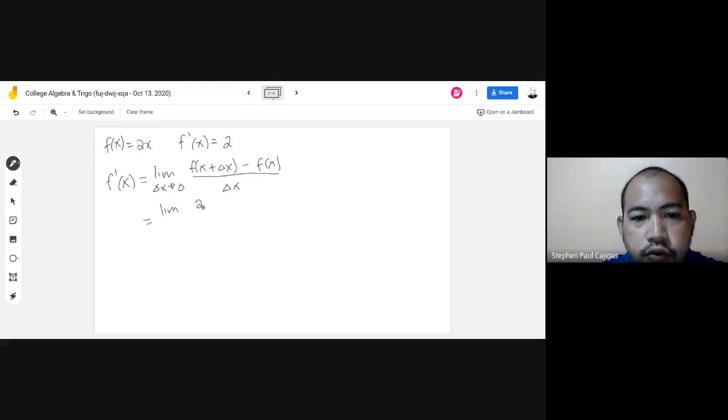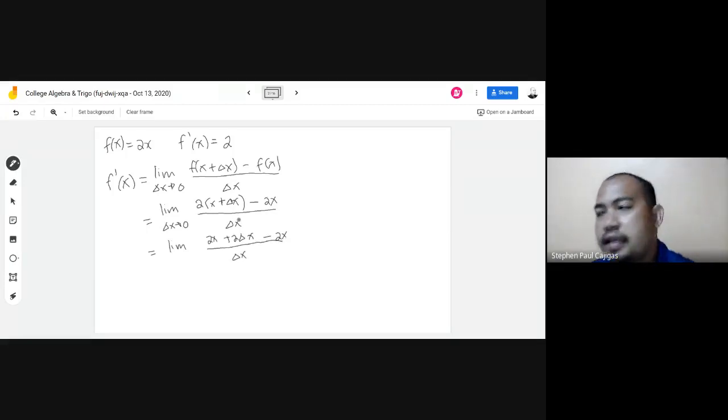So that is 2 times x plus delta x minus the original f of x, which is 2x, all over delta x, as delta x approaches 0. So we will simplify, multiply or distribute: 2x plus 2 delta x minus 2x all over delta x.